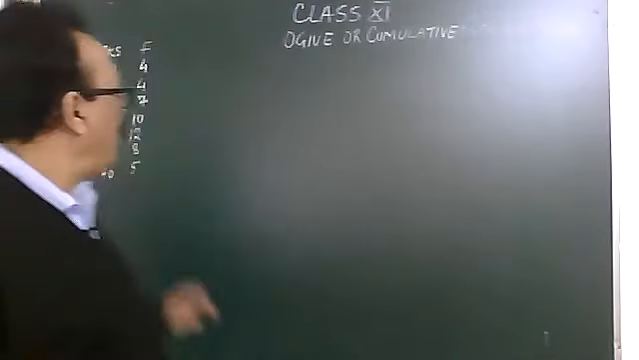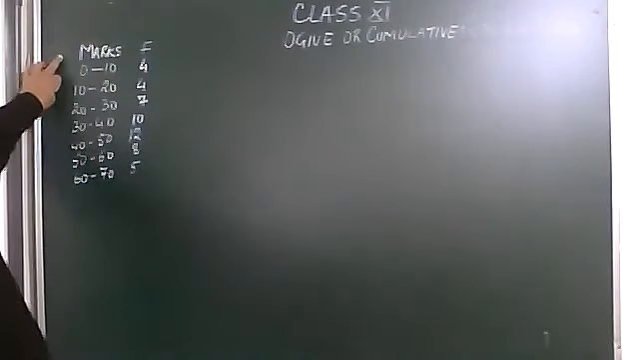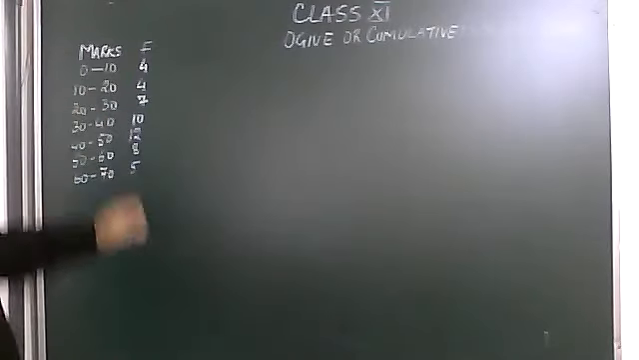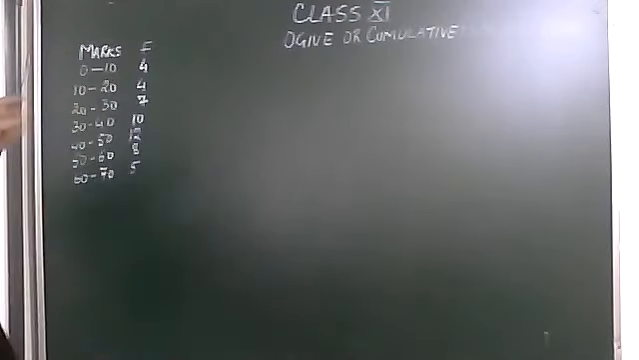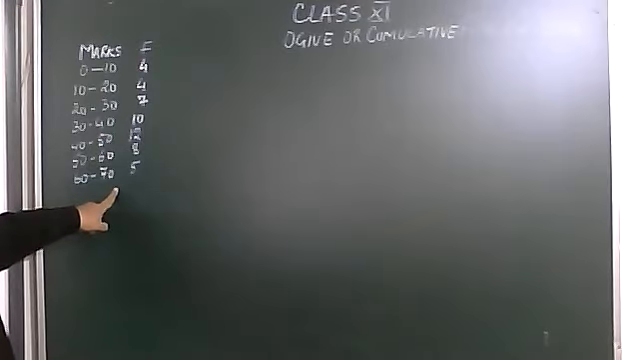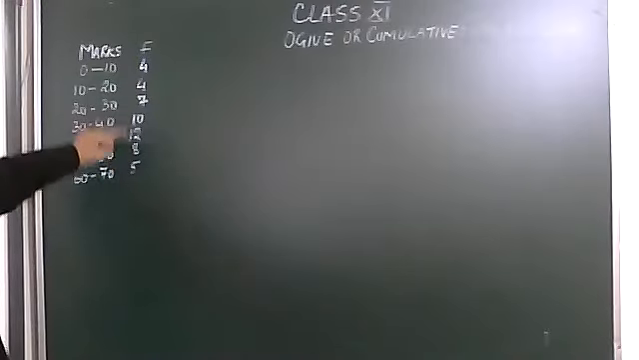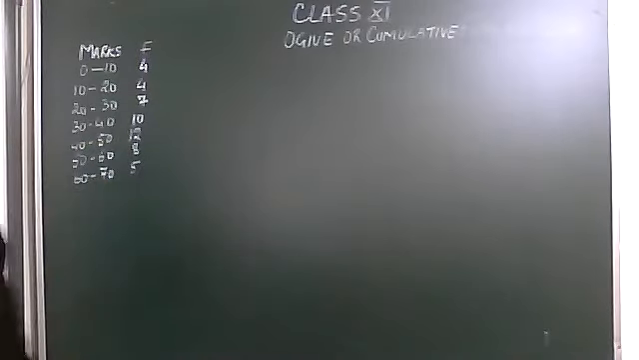Now, if you see on the board, I have written a question. Draw a OJI from the following data. Marks given 0 to 10, 10 to 20, so on, right up to 60 to 70. Kindly copy this down in your copy. And the frequencies given are 4, 4, 7, 10, 12, 8, and 5.